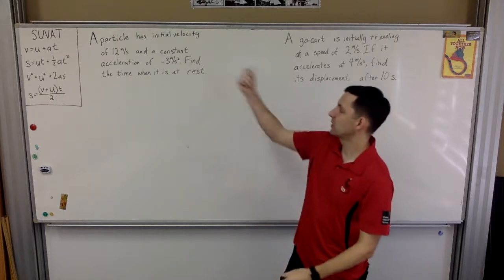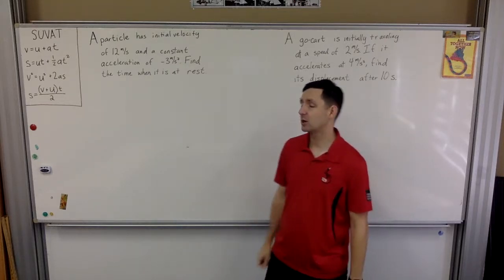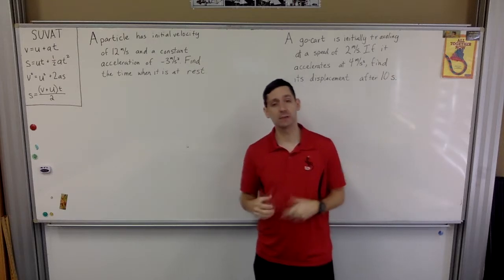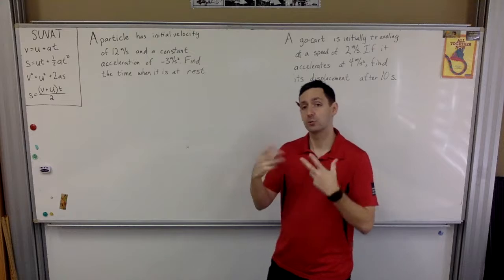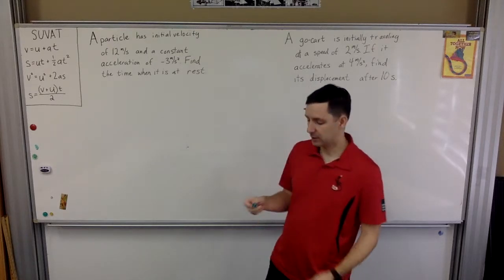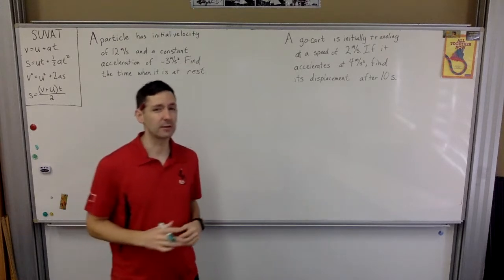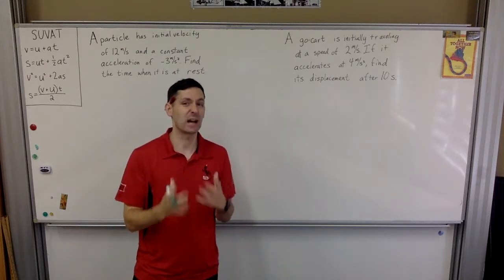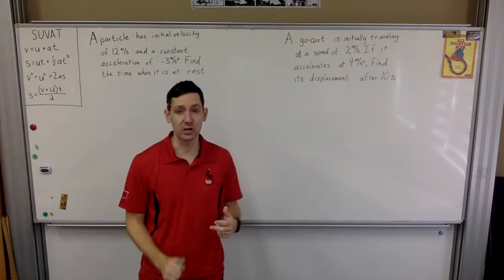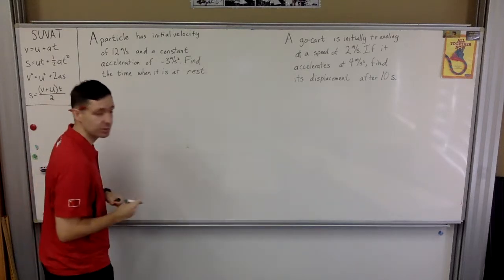Here's our first question. A particle has an initial velocity of 12 meters per second and a constant acceleration of -3 meters per second squared, and it wants us to find the time at which it will come to rest. Now the way that we're going to do this is we're going to write down all the information that we have. We should be able to look at this and recognize that it's a SUVAT type question because it gives us a velocity and an acceleration. Those things should point us to this idea that this could be SUVAT.